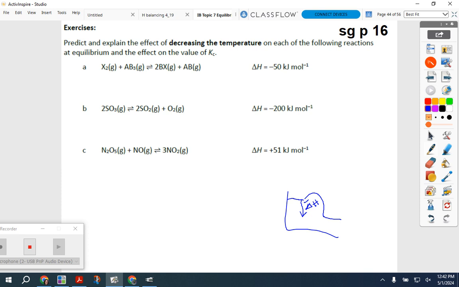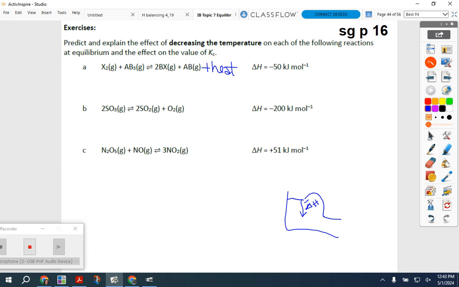So where are you going to put heat if you're going to add it to the equation as either a reactant or product? What side is it going to go on? Reactant side or product side? Yeah, product side, yep. We're releasing heat. It is a product of the reaction. Okay, so we're going to put plus heat.